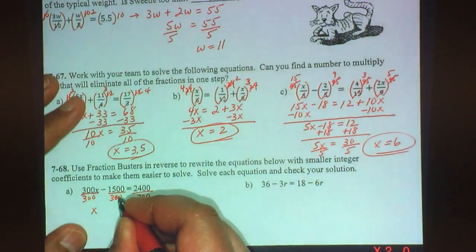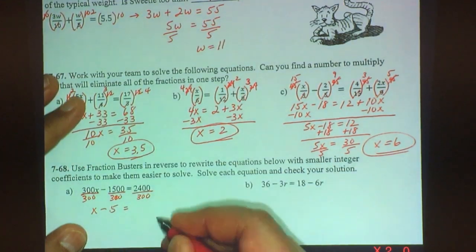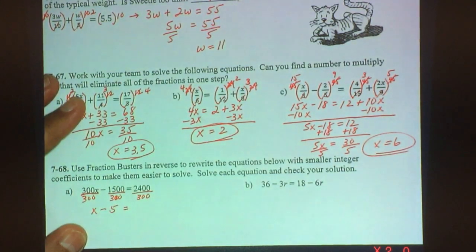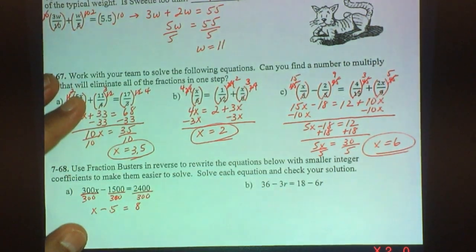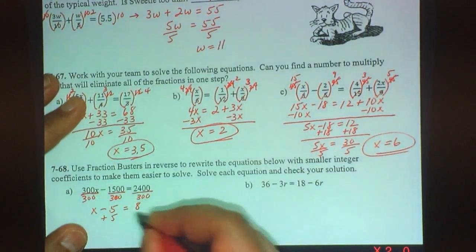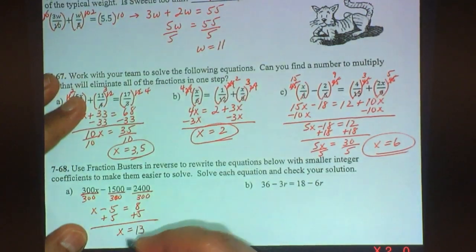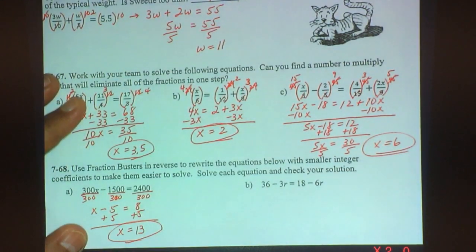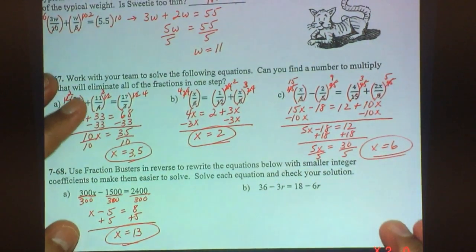300 goes into 1500. You can think of it as 3 goes into 15. Goes in there 5 times. And then 300 into 2400. How many times will 3 go into 24? It goes in there 8. Look, I took that hot mess and made it x minus 5 equals 8. So we solve that by adding 5 to both sides. X equals 13. Sweet. So don't get scared by big numbers because we can always divide them down and get them smaller.